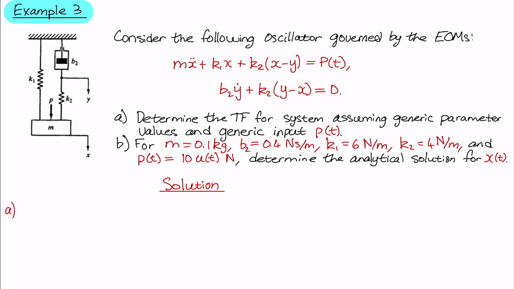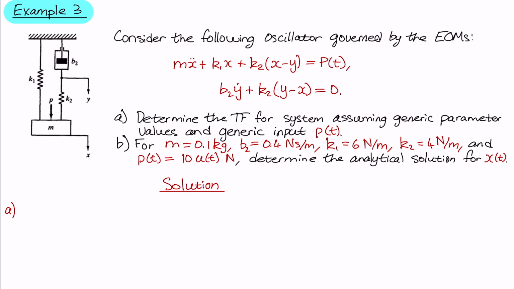Okay, we've got a third example here. We're considering an oscillator shown here that's governed by two equations of motion. One governs the displacement of the oscillator: m x double dot plus k1 x plus k2 times the quantity (x minus y), with an external force P(t) acting on this system. Then there is a second equation for y: b2 times y dot plus k2 times the quantity (y minus x) is equal to 0.